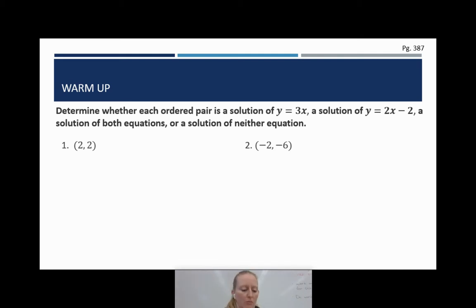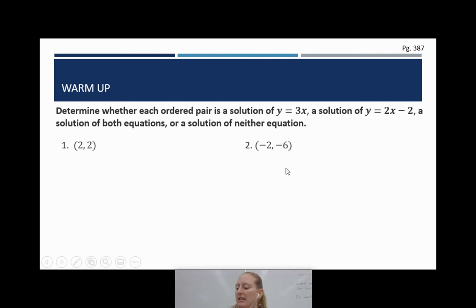If you have the book, we will eventually start on page 387, but for now, we just have a little warm-up that actually is not in your book. So go ahead. I would like you to try this out. I would like you to determine, and you may need a little help, it's cool, but try it out. Determine whether each ordered pair is a solution of y equals 3x, a solution of y equals 2x minus 2, a solution of both equations, or maybe a solution of neither one. So is this ordered pair a solution for this equation, both of them, or neither of them? And same thing for the next one.